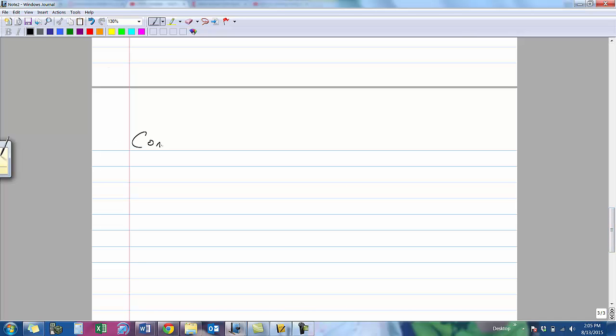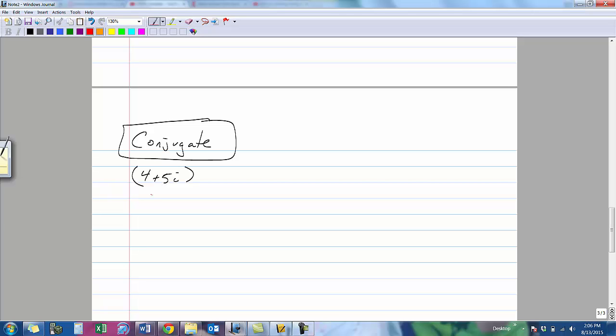This next section is called the conjugate. Now, the conjugate is kind of a weird thing. Let me give an example here. Let's say I give you 4 plus 5i. I'm going to show you what the conjugate is, and I'm going to show you a couple examples, and let's see if you can understand what a conjugate is.